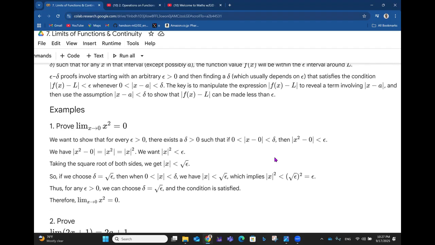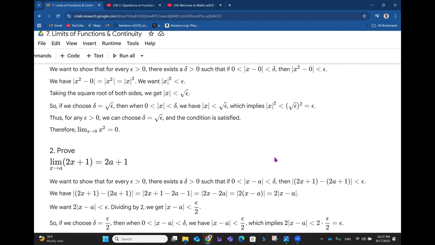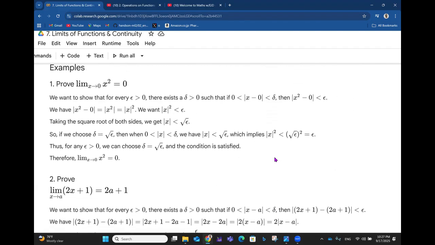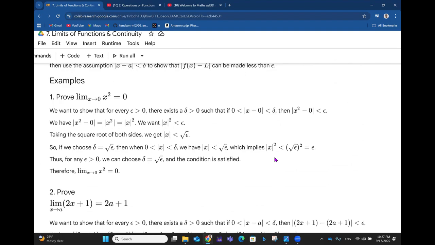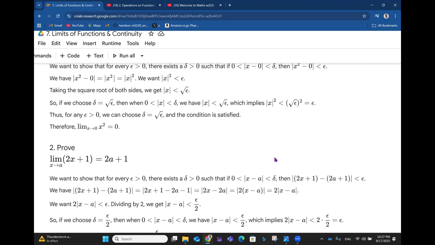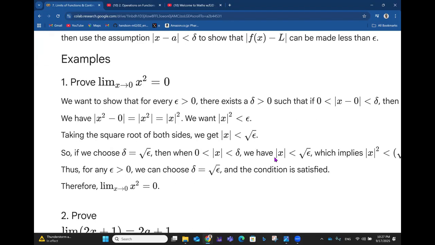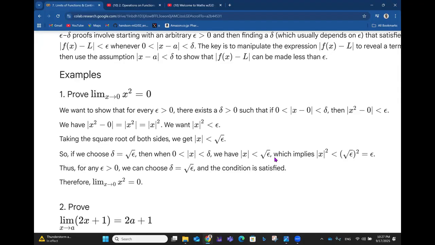Okay, so in essence, I'll explain the first one verbally, and then the second one I'll try to just work out. So prove that the limit of x squared as x approaches 0 equals 0.